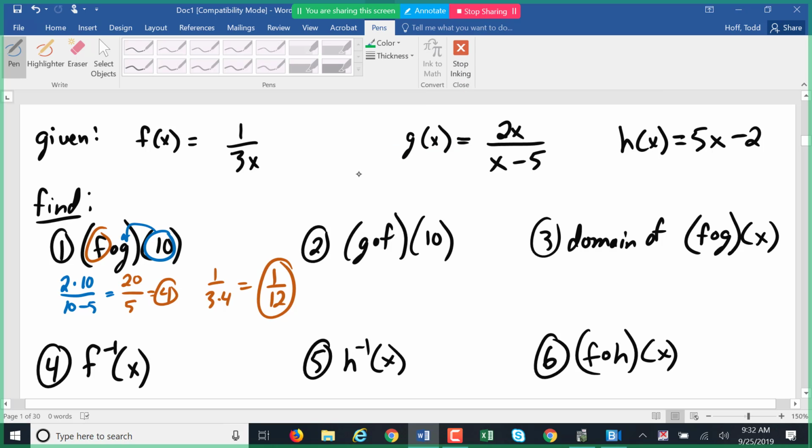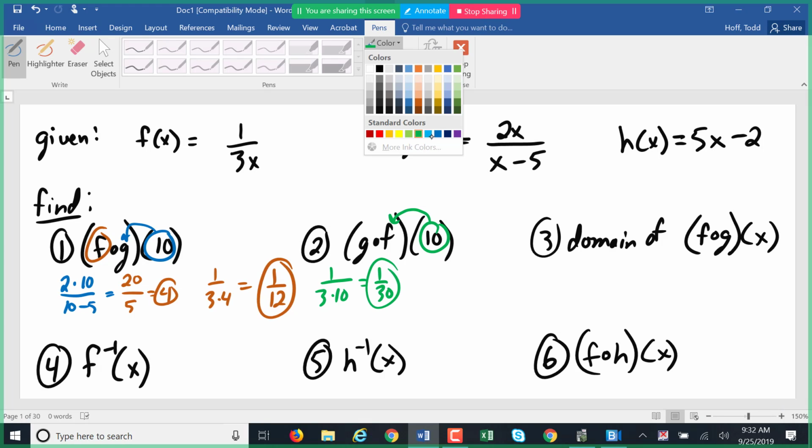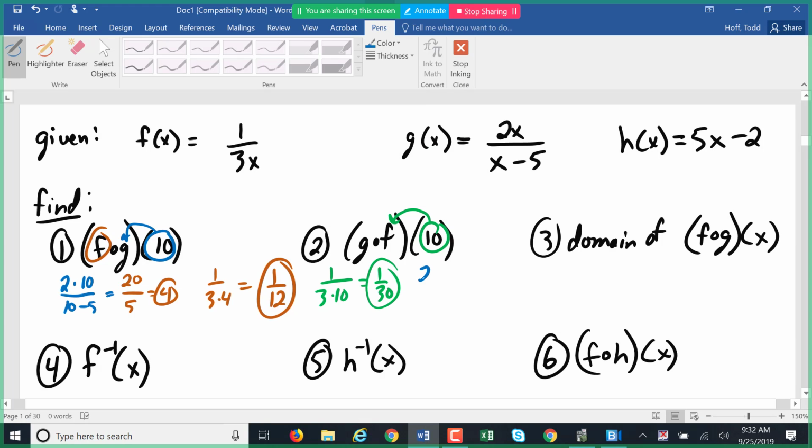Number two, G composite F of 10 is saying we put 10 into F first. So F of 10 is 1 over 3 times 10, or 1/30. That's going to get put into G. So 2 times 1/30 over 1/30 minus 5. 2 times 1/30 is 1/15. 1/30 minus 5 is negative 4 and 29/30.